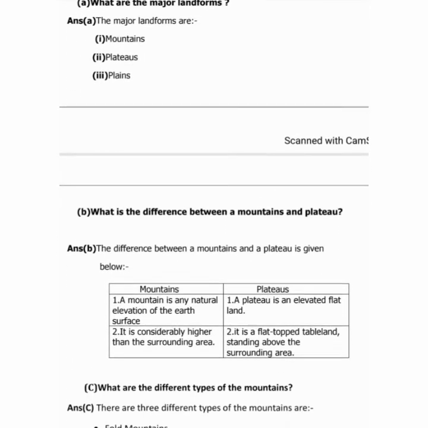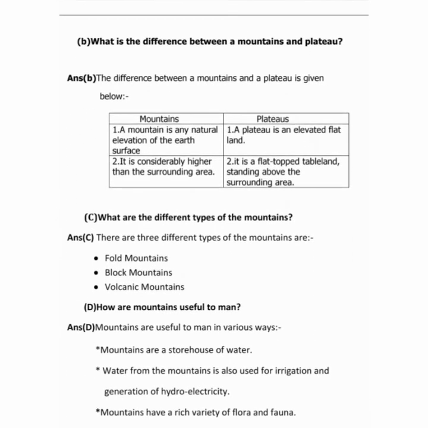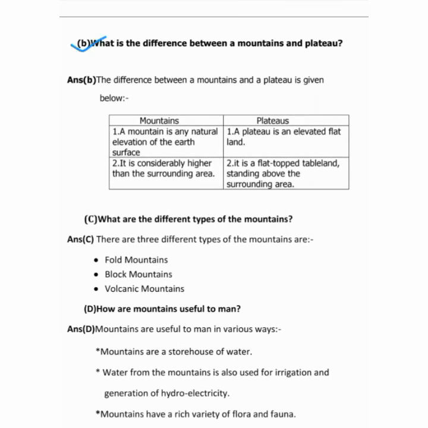Now coming to answer the following questions briefly. What are the major landforms? Yes, the major landforms are mountains, plateaus and plains. What is the difference between a mountain and a plateau? A mountain is any natural elevation of the earth's surface, whereas a plateau is an elevated flat land.